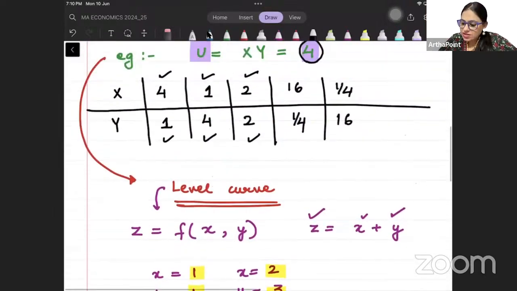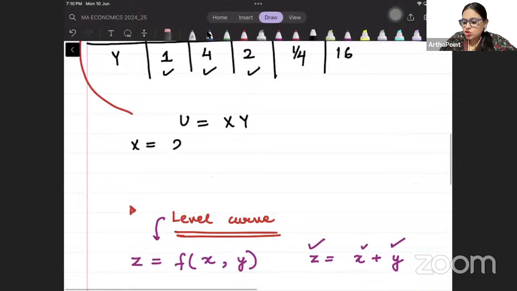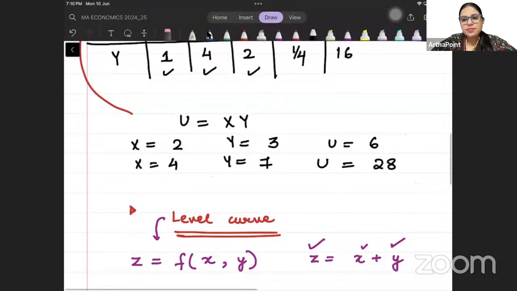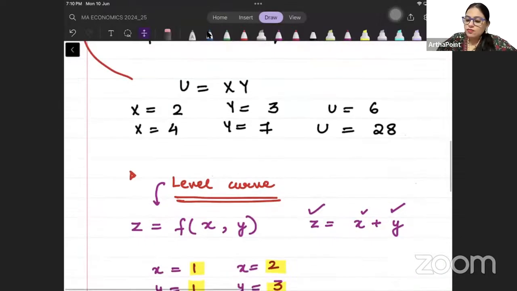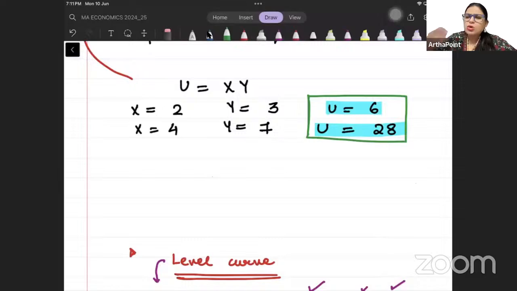Now, very same is the concept in microeconomics also. So if I tell you utility function is X into Y, I put X as 2, I put Y as 3. You will tell me your utility is 6. I put X as 4, I put Y as 7. You will tell me your utility is 28. Right? So as you change X and Y, you will get different values of utility. But in this way, I will not be able to ever do any comparison, right?